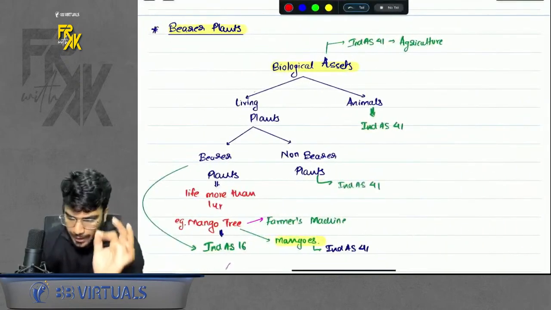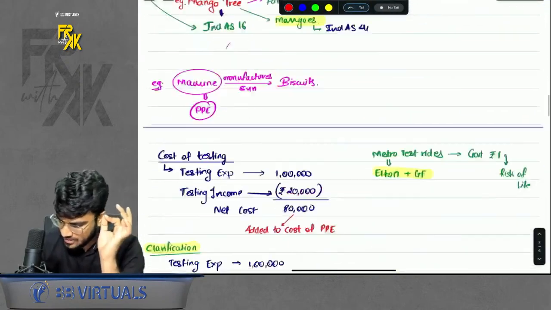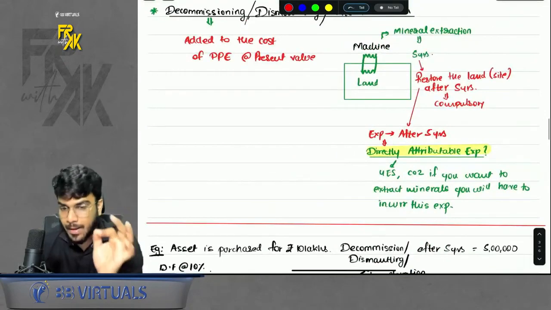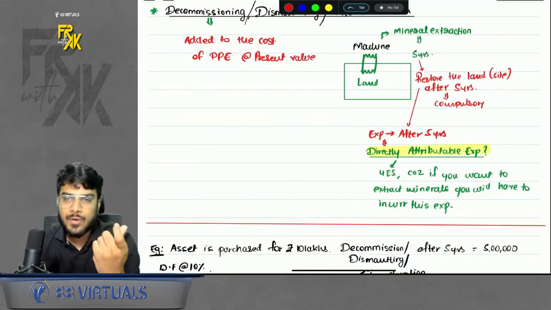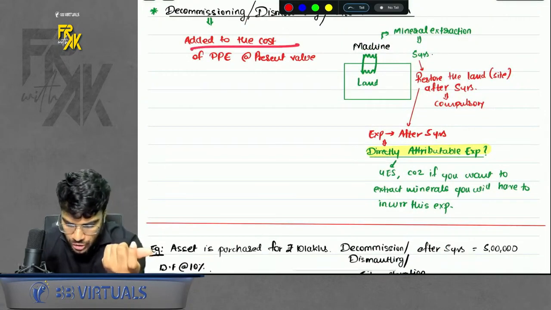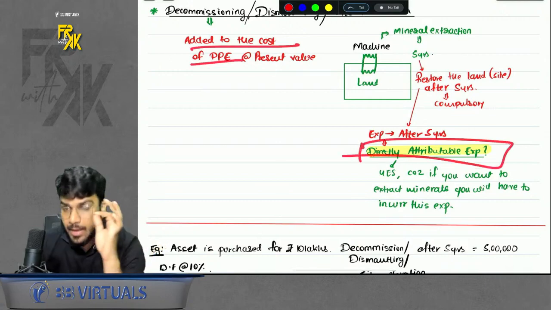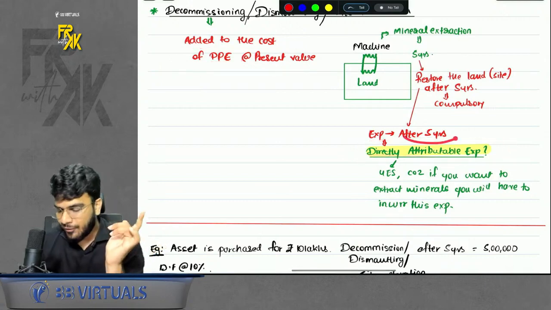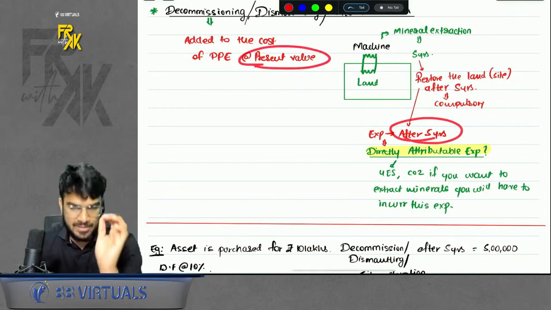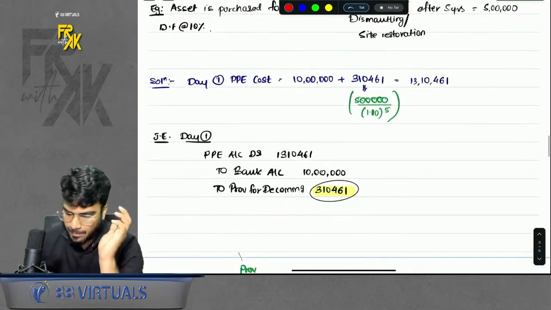What is the meaning of decommissioning? Any expenditure which is a directly attributable expenditure, but which is to be incurred after a certain number of years. So we will add it to the cost of the asset because it is directly attributable, but because it is to be incurred after a certain number of years, we will add it at present value, right? So we will add at present value.